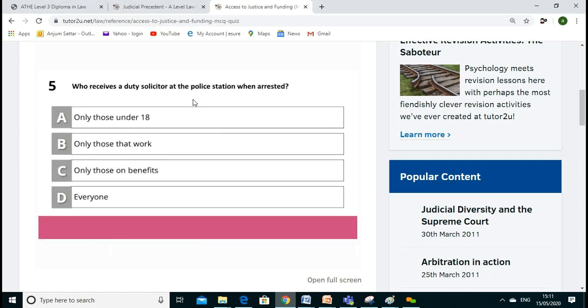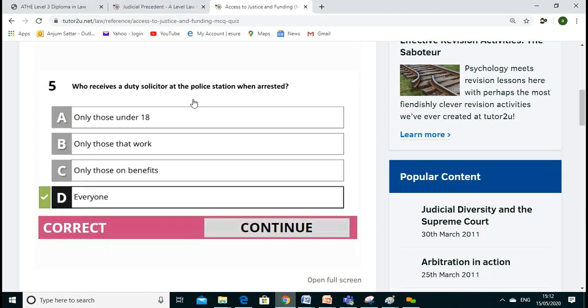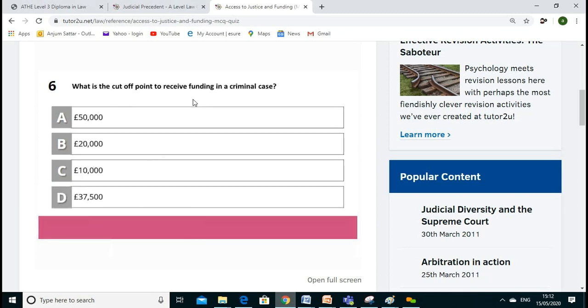Okay, next, who receives a duty solicitor at the police station when arrested? Only those under 18, only those that work, only those on benefit, or everyone? Everyone? Yes, well done, it is everyone, because it is supposed to be provided.